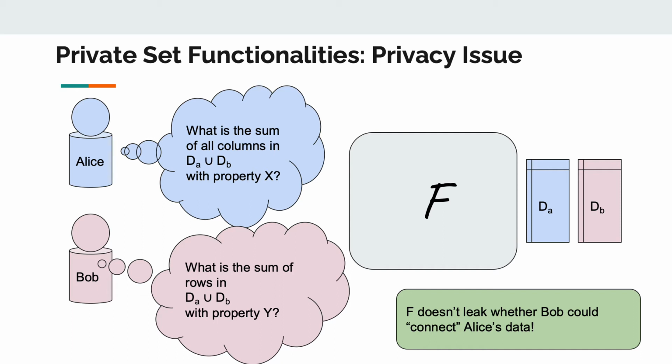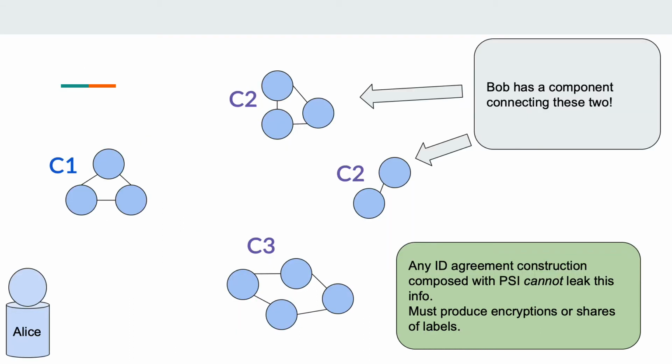In the idealized version, the trusted party would never leak information about the intersection of the two databases, which the parties could not infer from the outputs of their queries and their own inputs. The fact that one party can connect two rows in the other party's database must not be revealed. It's for this reason that we require any ID agreement protocol to output an encryption or a share of every label, and not the label itself.